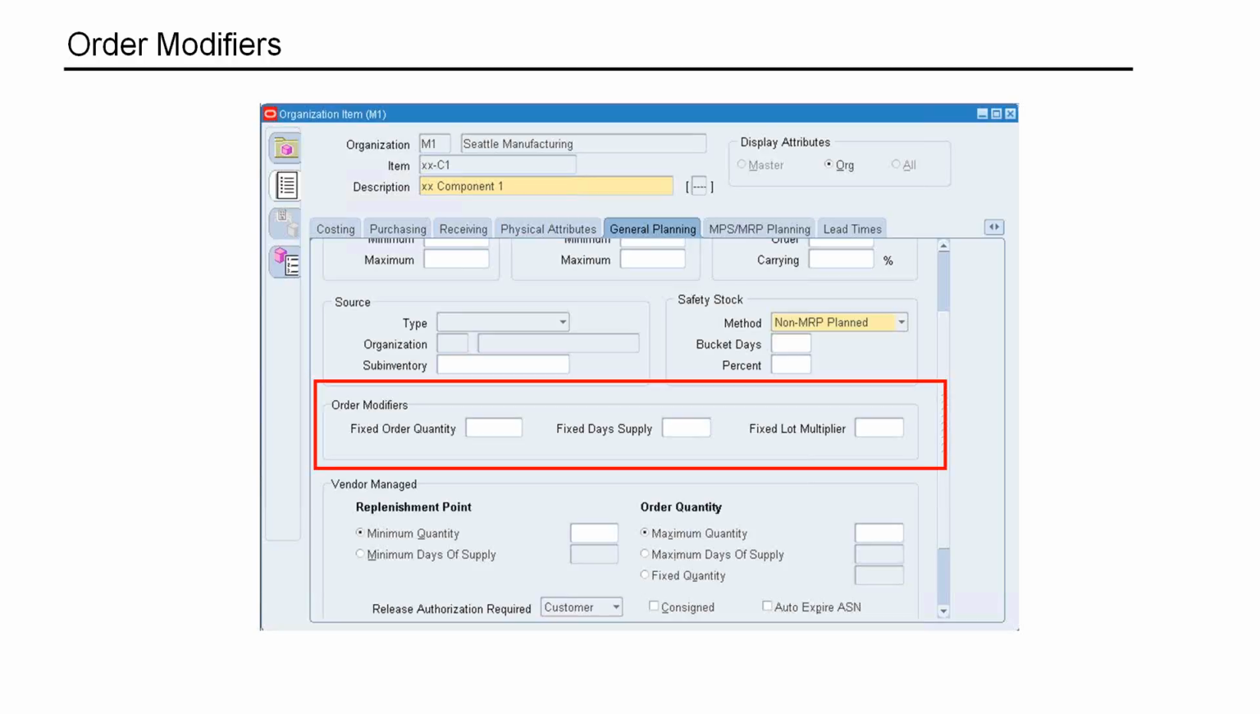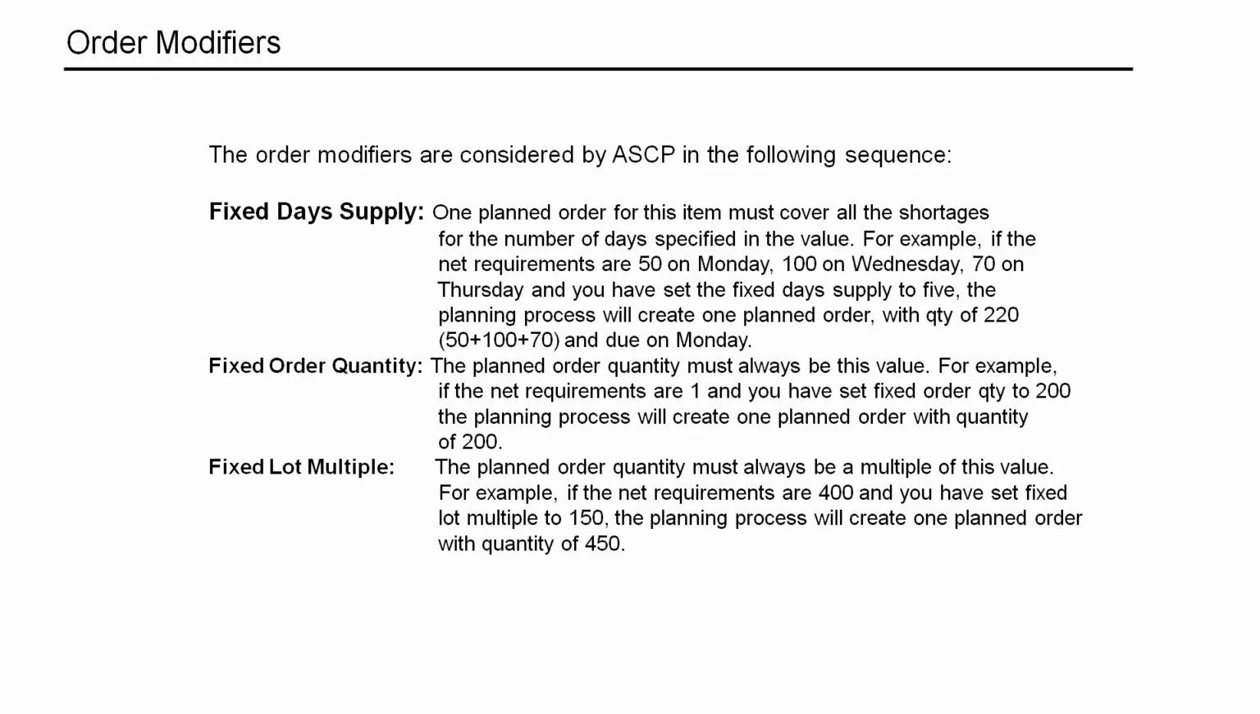And the fixed order quantity is also similar. If you say 1000, it will always suggest 1000. A fixed lot multiplier can be 1000, 2000, 3000, something like that, but a fixed order quantity will always be 1000. So these are the order modifiers we can control. These are just the definitions, I'm not going through that.